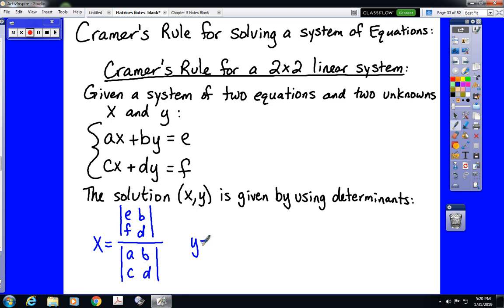Y is similar. It also has the coefficient matrix on the bottom. And on the top, instead of replacing the x column, we replace the y column with the answers. So that's literally the process we're going to use to do these problems. Now we're going to do a number of 2 by 2 examples, and then there will be a separate video that shows how Cramer's rule can be applied to a larger system, a 3 by 3 system.